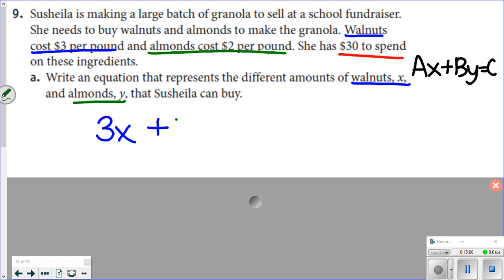What else are we buying? Almonds that cost $2 per pound. And which letter are we using for almonds? Y equals, what's the total amount of money that she has to spend? $30. Perfect. Good.